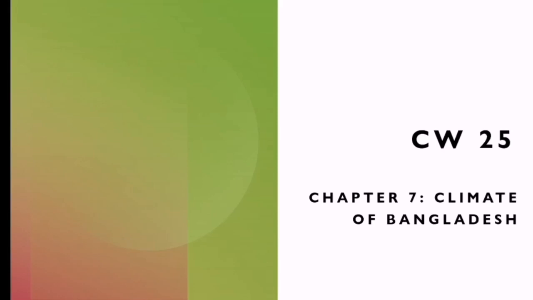Today, our class number is 25. Hurry up, write down the CW number on your copy and do not forget to write the date as well. Today, we are going to have our class on chapter 7, that is Climate of Bangladesh.